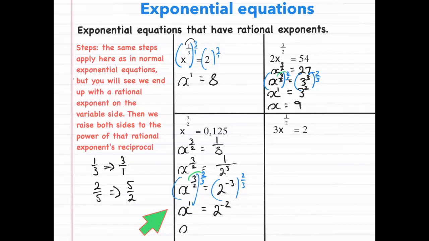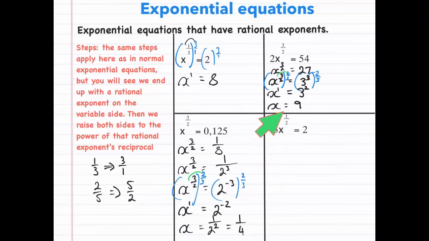So that gives me x equals 1 over 2 to the power of a positive 2, which is 1 over 4. And my answer is x equals a quarter. And that is it. And how about the last one here?